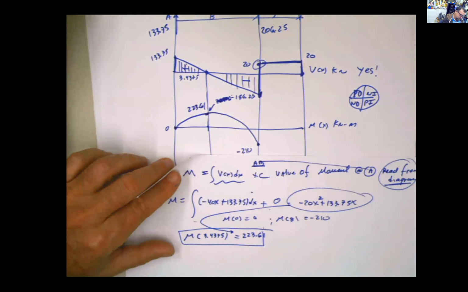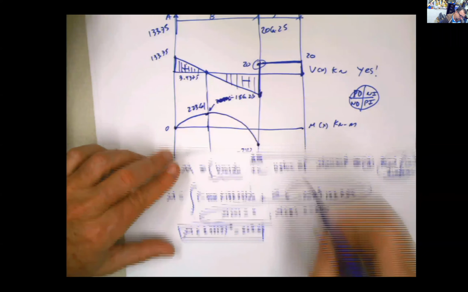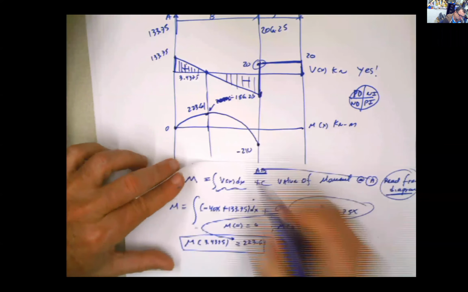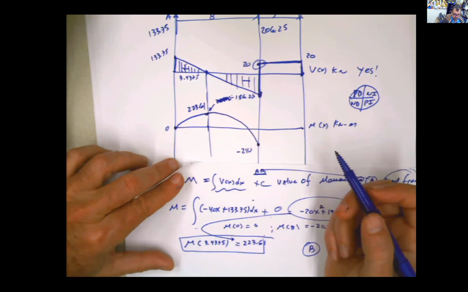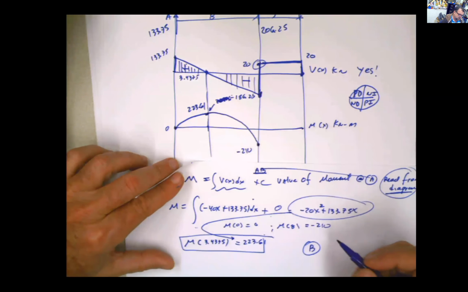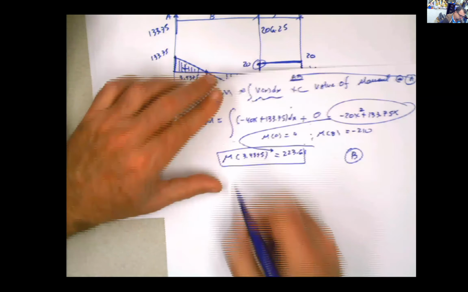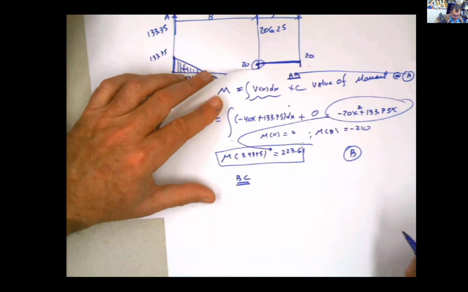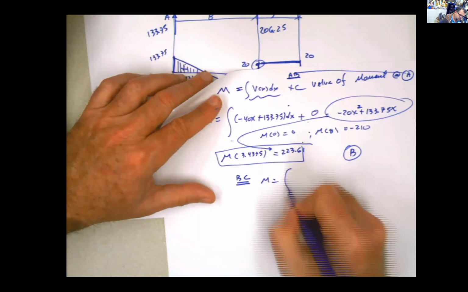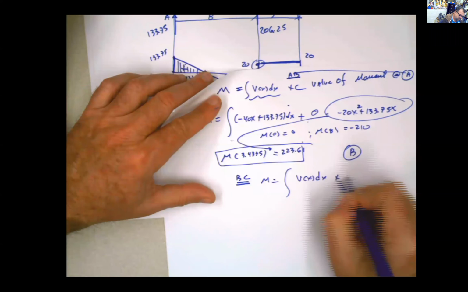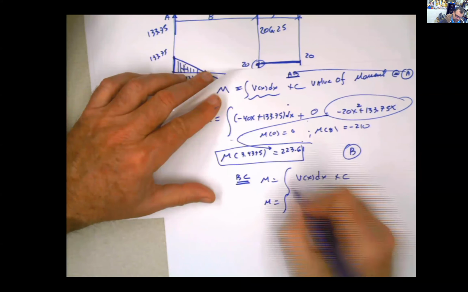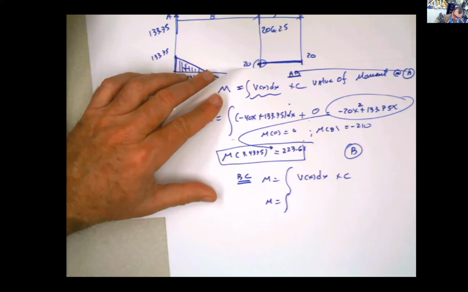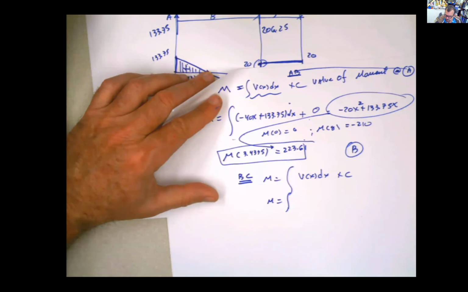And then we move on and we say, okay, for the point B, is there any concentrated moment at point B? No, no concentrated moment at point B. So what do we do? Keep going. Keep going where? To BC. Moment is the integral of the shear plus C. So moment is going to be the integral of the equation of the shear that we got for that span.